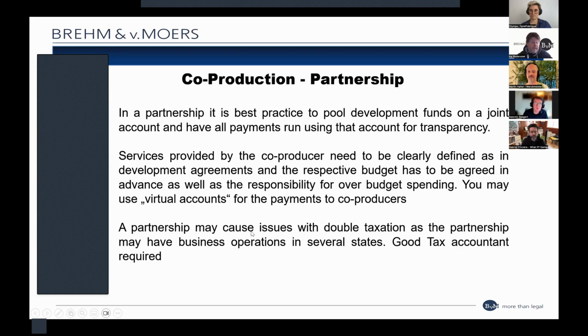As I already mentioned, the partnership may cause issues like double taxation. So whenever you enter into a co-production based on a partnership scheme, you will need good tax and finance advisors in both countries in order to prevent double taxation events. And they will give significant input on how to draft the respective agreements based on your national taxation laws.